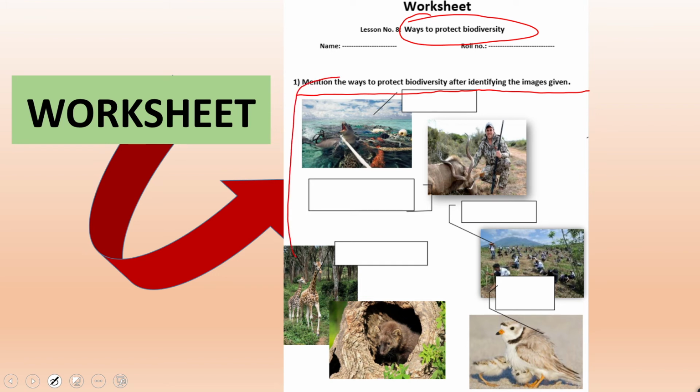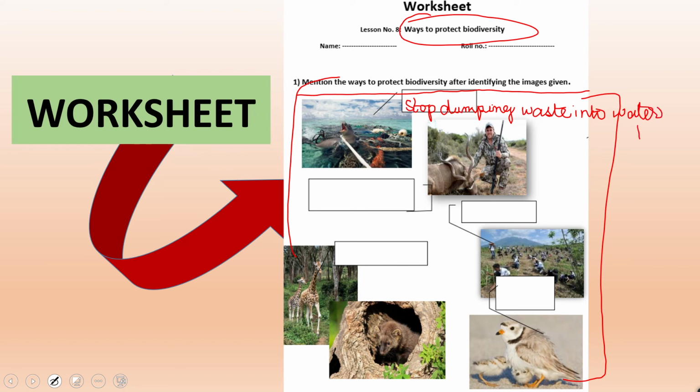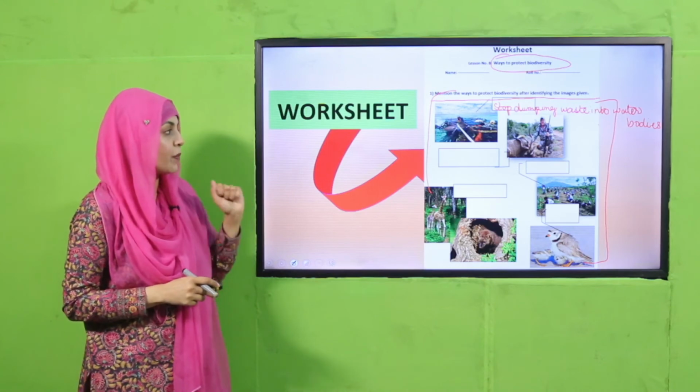Now here there are different images. Look at them carefully and after that write about how you can protect biodiversity. For example, stop dumping waste into water bodies. So this is how you will identify the picture and then write down how you can protect that specific picture.